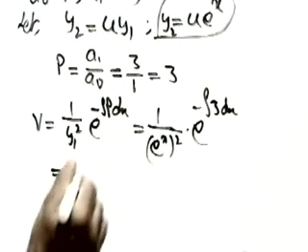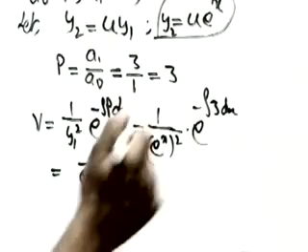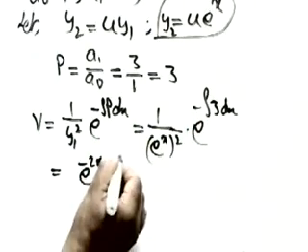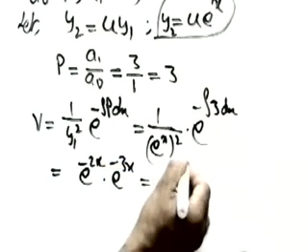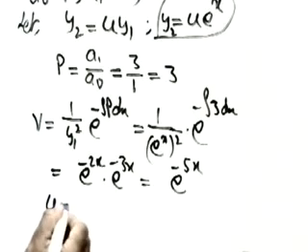So you see here, e power 2x you bring in the numerator, it will be e power minus 2x into e to the power of minus integration of 3, which will be 3x. Integration of 1 is x, so 3 is 3x. Now bases are same, if you add the powers it will be e power minus 5x. Now we got v equals e to the power of minus 5x.